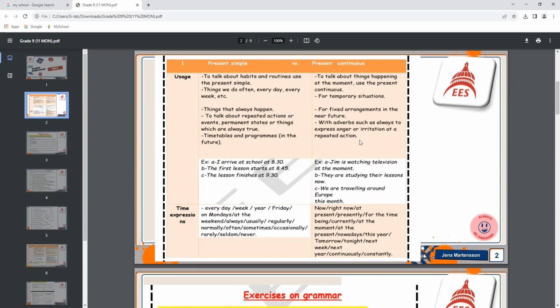They sometimes help us. We have now, right now, at the moment, at present, for the time being. All of these keywords refer to actions that are happening at the time of speaking. Okay, what about this week, this month, these days? We can use them for temporary situations. But if I used tomorrow, next week, next month, this can be used for a fixed arrangement.